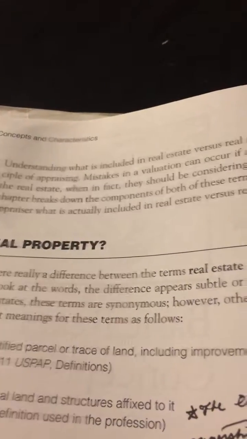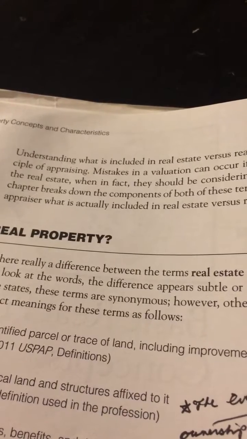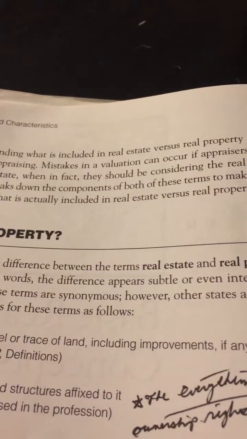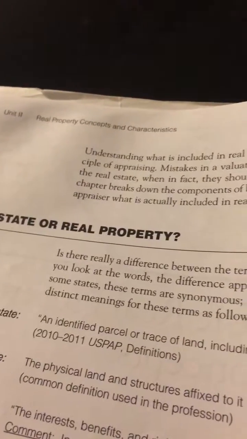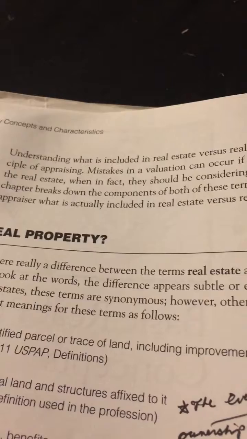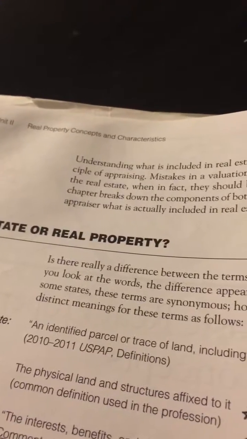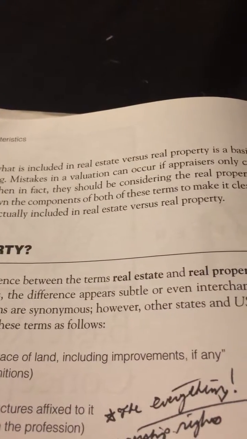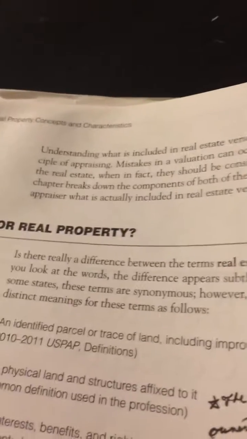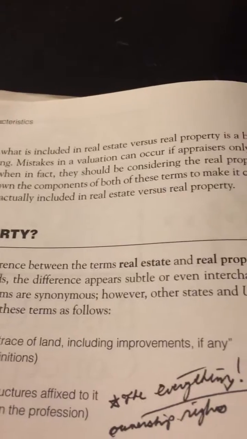Understanding what is included in real estate versus real property is a basic principle of appraising. Mistakes in evaluation can occur if appraisers only consider the real estate, when in fact they should be considering the real property. This chapter breaks down the components of both of these terms to make it clear to the appraiser what is actually included in real estate versus real property.